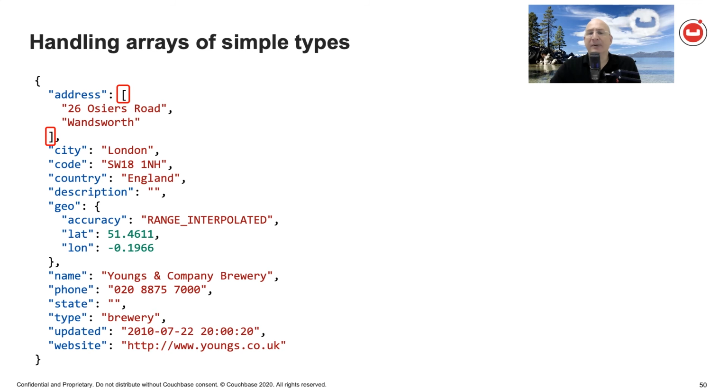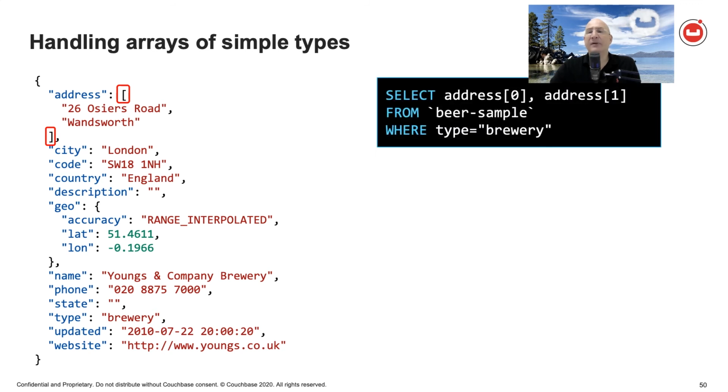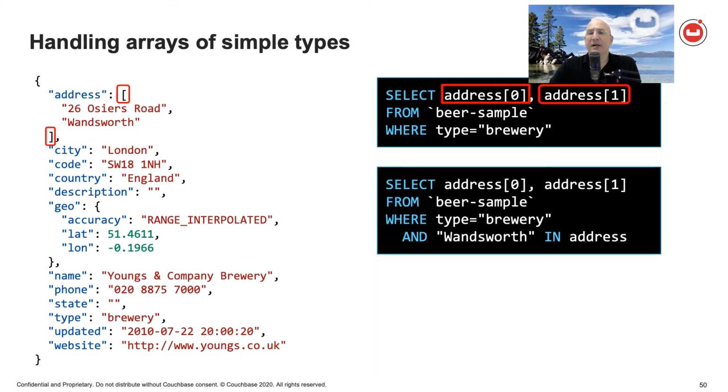To access an array element, use the field name of the array and the index of the array element in square brackets. The first element gets the index 0, the second element gets the index 1, etc. To search for a value within an array, you can use the in operator or not in, like in this example where we search for the string Wandsworth in the address array.